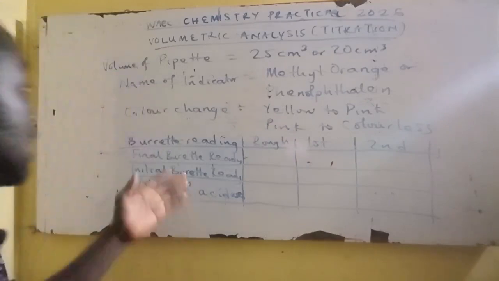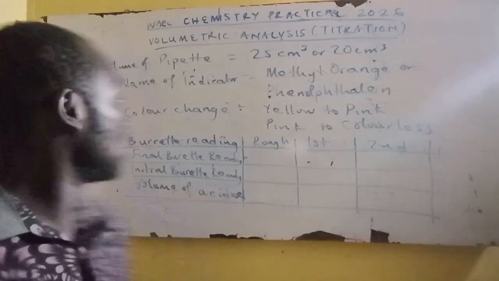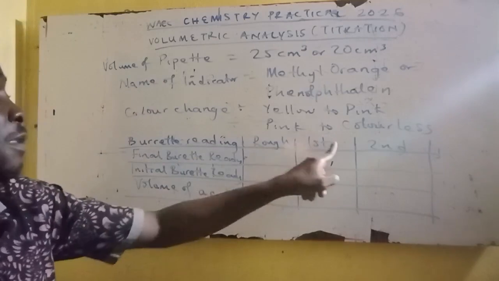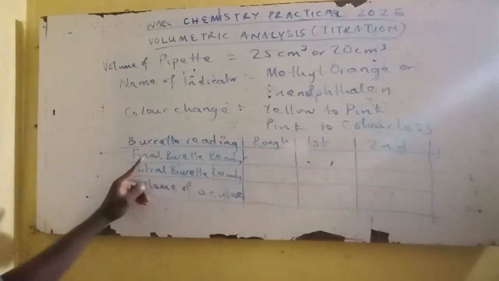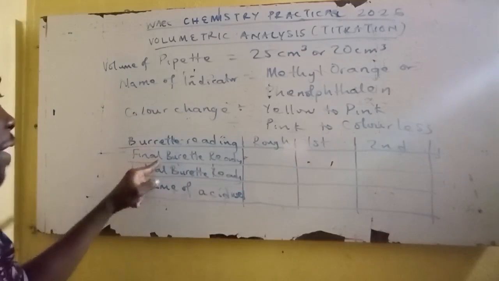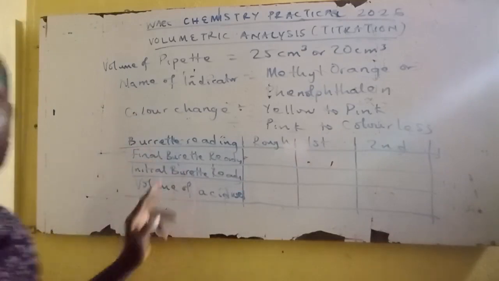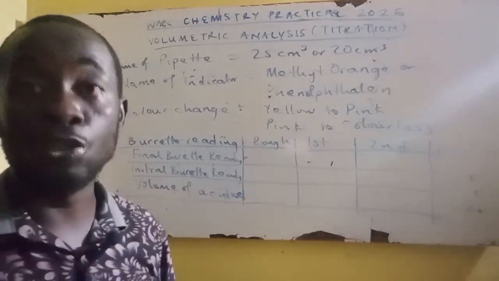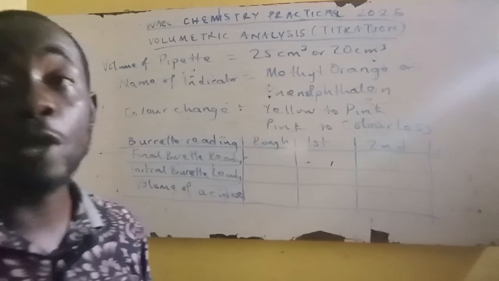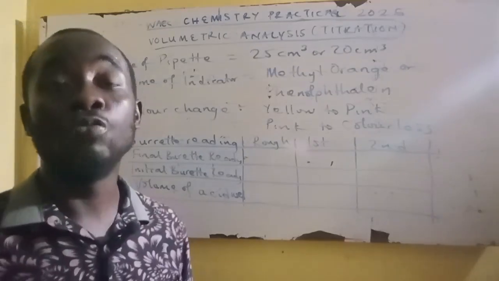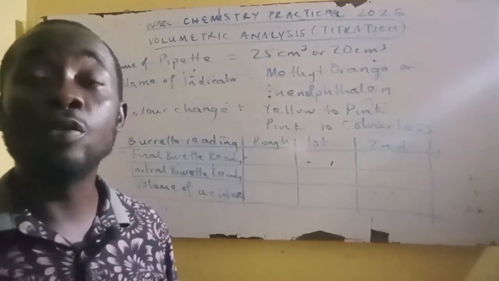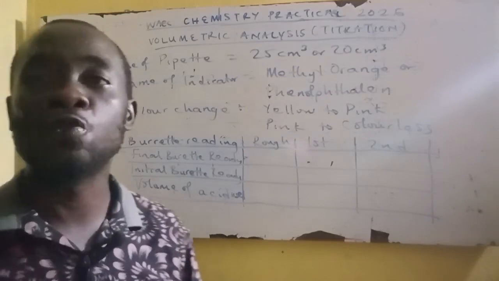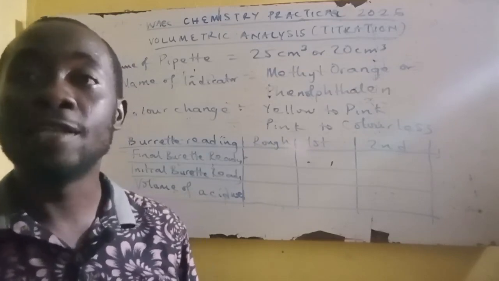Now, after writing that, we are going to present a table. The table shows the burette reading: the rough reading, the first, the second, and under this we are going to have the final burette reading, the initial burette reading, and the volume of acid that is used. Now, how do we present it? When you are presenting these values, you must ensure that your values are presented in two decimal places. Take note, your value has to be in two decimal places.